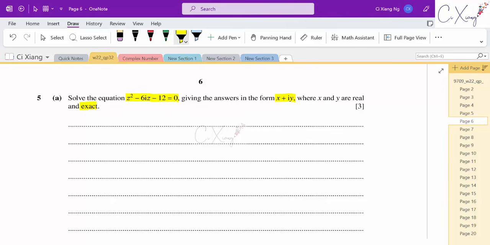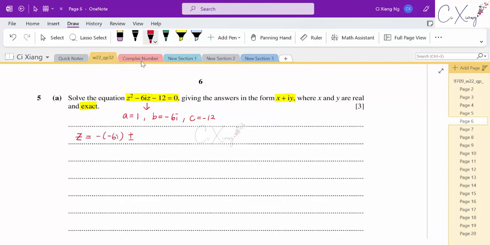Okay, so we have z squared minus 6iz minus 12 equals 0. This is actually a quadratic equation in z, but you can see that we have a complex number, the i here. Therefore, to solve for z, we should use the quadratic formula. From this equation, A is the coefficient of z squared, which is 1, B is the coefficient of z, which is negative 6i, and C is the constant term, which is negative 12.